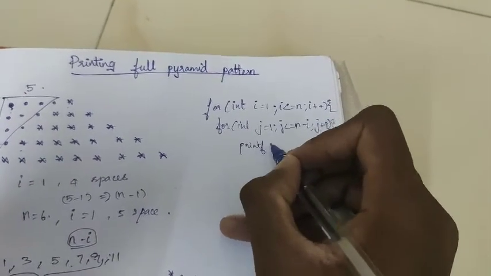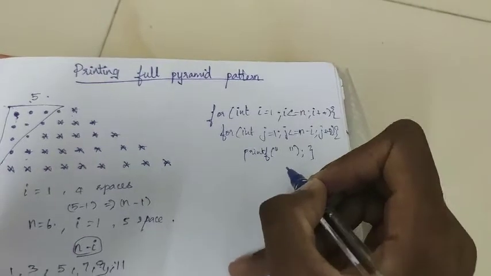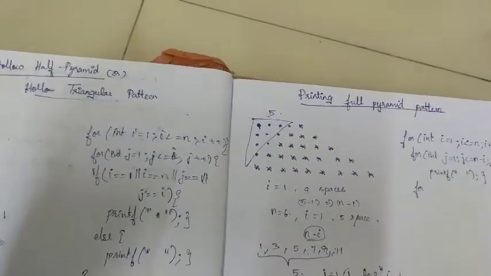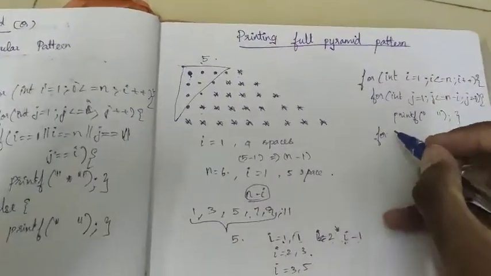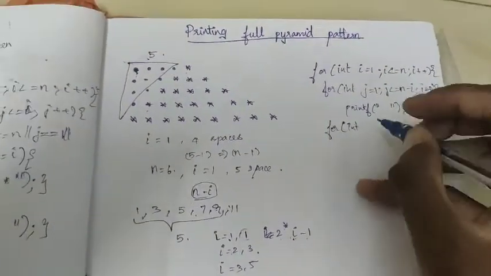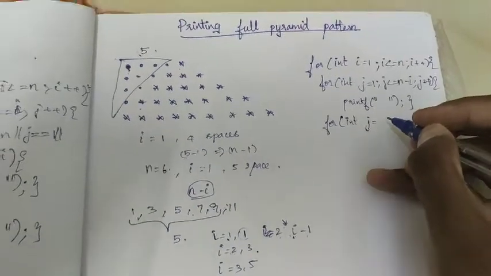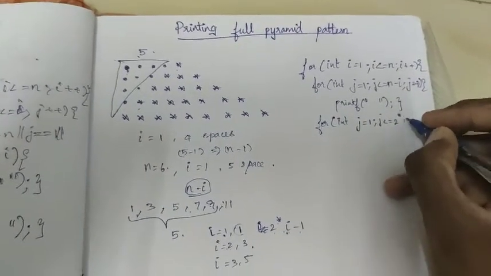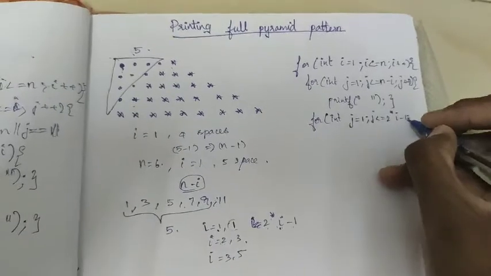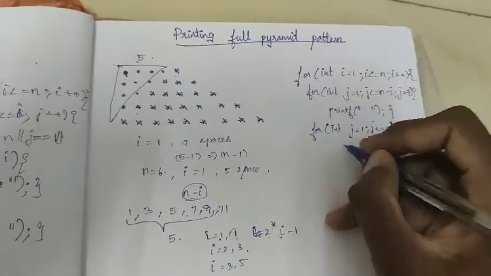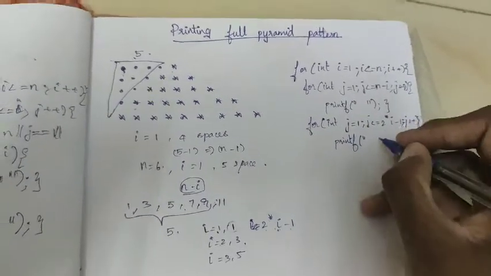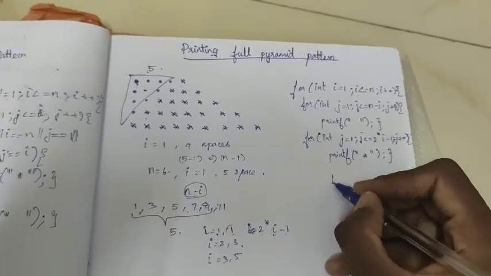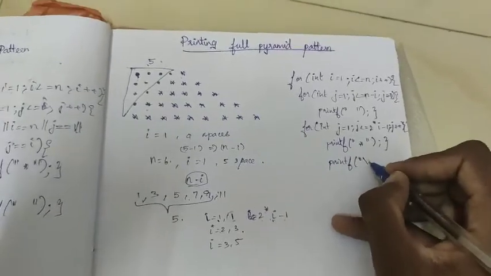printf space, and for int j is equal to 1, j should be less than or equal to 2 star i minus 1, and j plus plus, printf star, and I am going to print a new line.